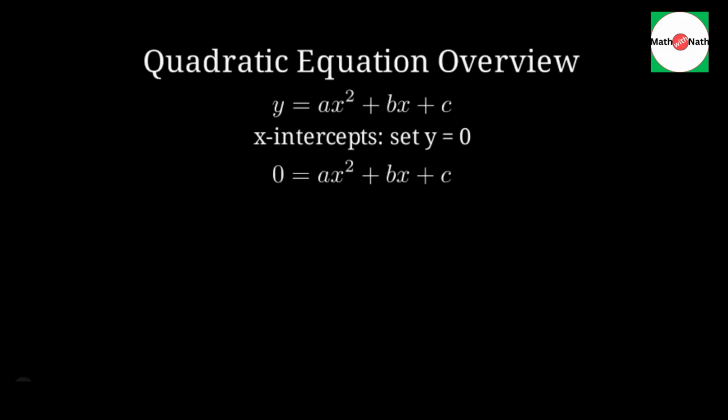The y-intercept is where the graph crosses the y-axis. That means x is 0, so the y-intercept is just c.